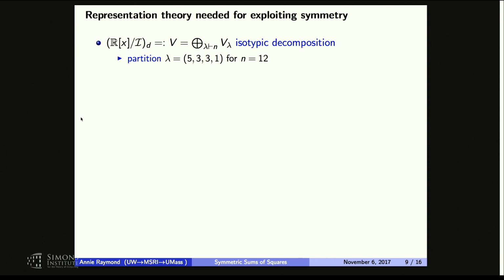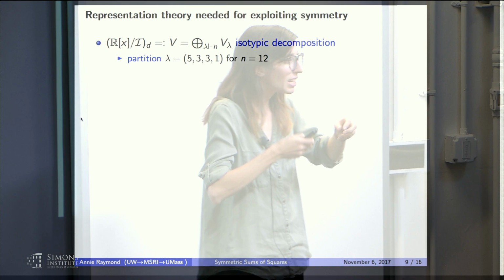We don't need much. So we have a big vector space. We have my quotient ring, like everything that has degree at most d in there. It's some big vector space. And all I really want from representation theory is to say that I can break down this big vector space into smaller vector spaces that retain some information about symmetry.